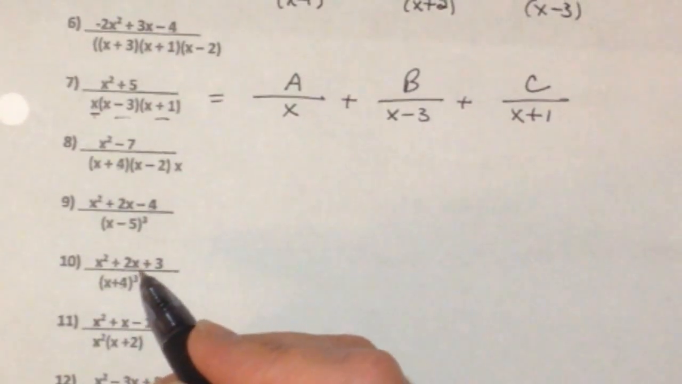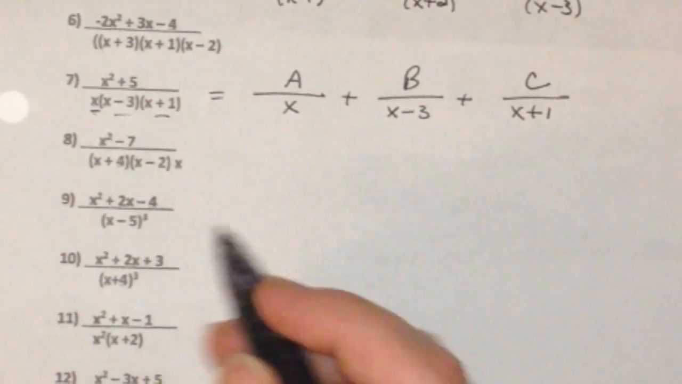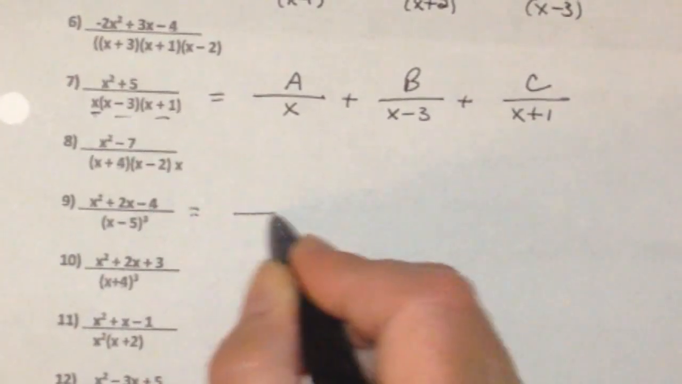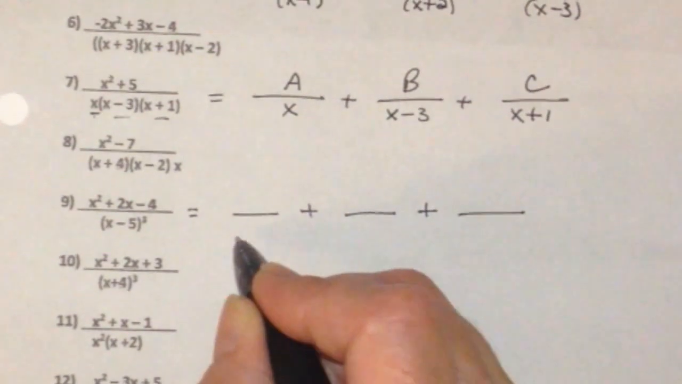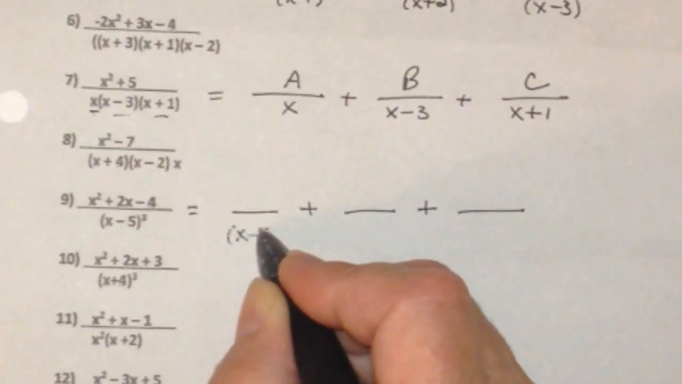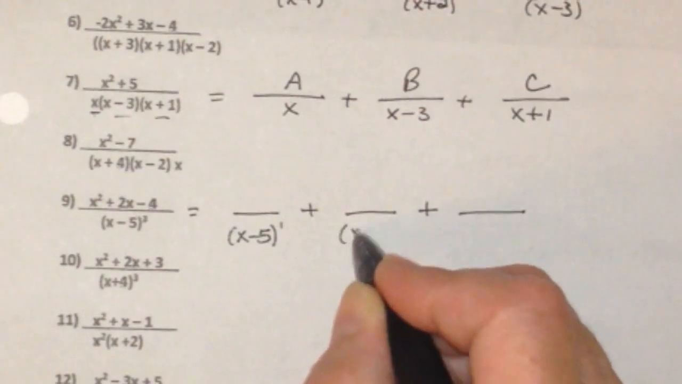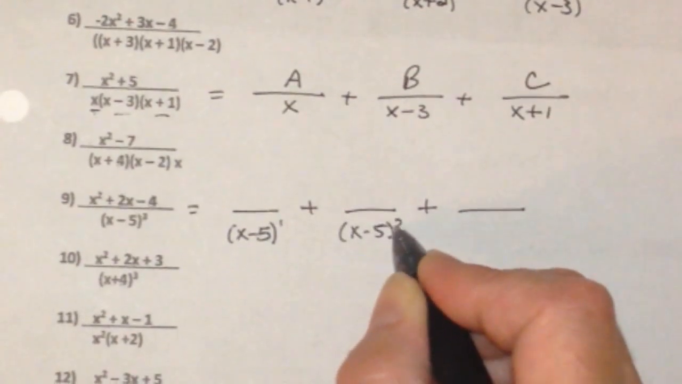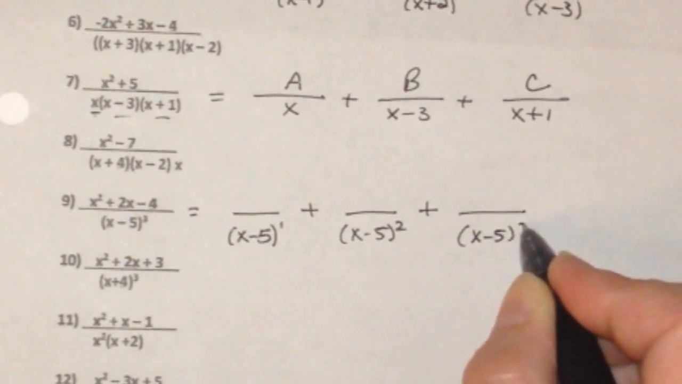In the denominator, we have a factor of x minus 5. It's being repeated 3 times. That means that we have to make 3 separate fractions. The first denominator will have x minus 5 to the first power. The second one will have x minus 5 to the second power. The third one will have x minus 5 to the third power.